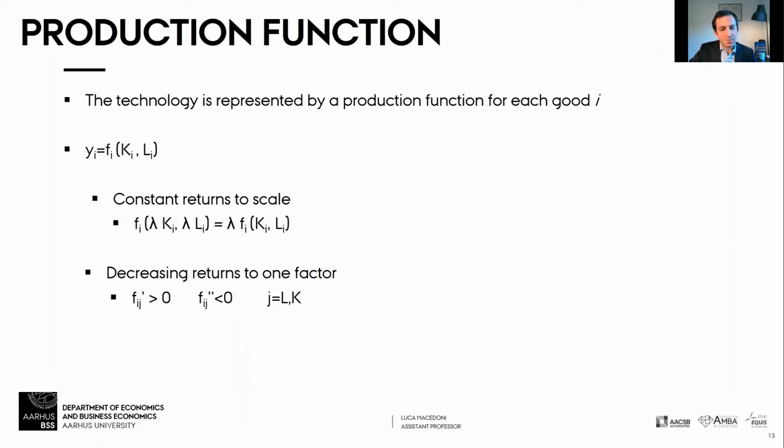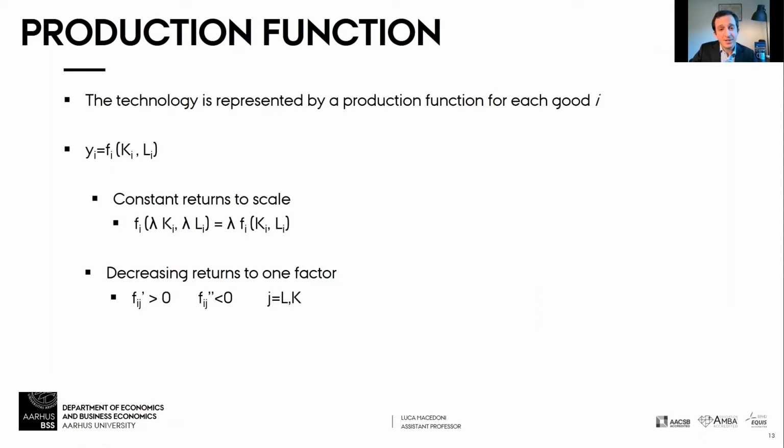So there's going to be constant returns to scale, but decreasing returns to one factor, so that obviously the marginal product of a factor j, so this would be the derivative of the production function with respect to factor j, is positive. Right? So increasing, if you hire an additional worker or if you employ an additional unit of machine, output increases.